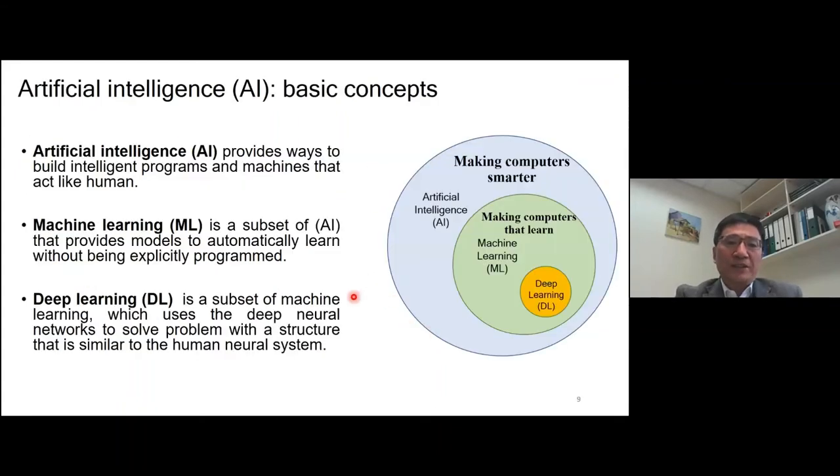So Professor Huang already mentioned the basic concepts of AI to you. You can see from here we have deep learning. Deep learning, in fact, makes the computer learn smarter, and artificial intelligence, AI, in fact, makes the computer smarter. AI provides a way to build intelligent programs and machines that act like a human, while machine learning is a subset of AI that provides models that learn automatically without being explicitly programmed.